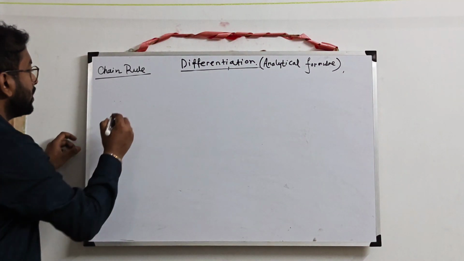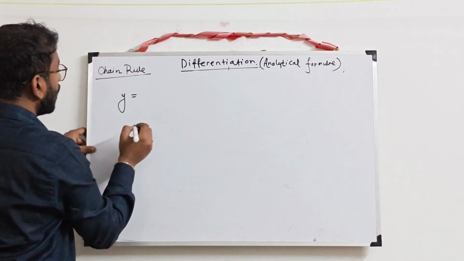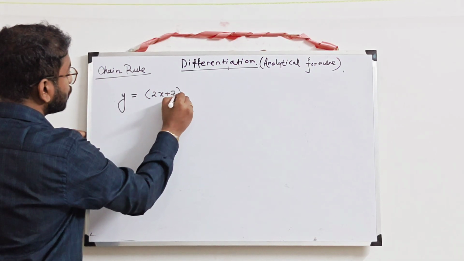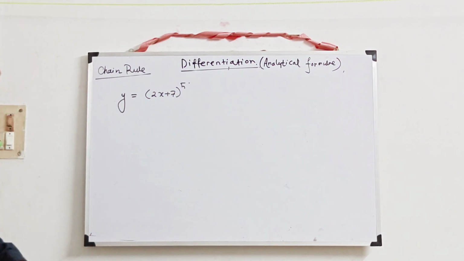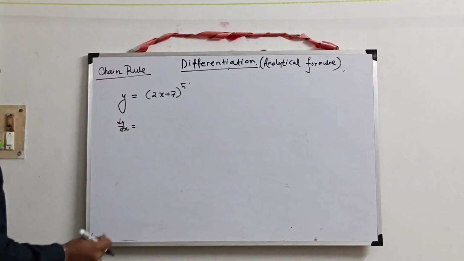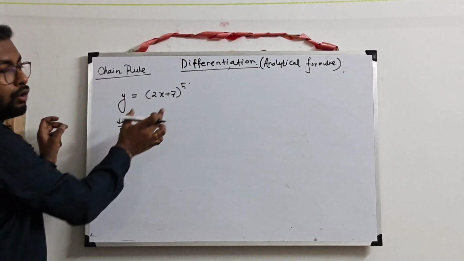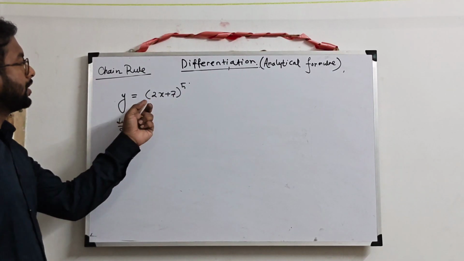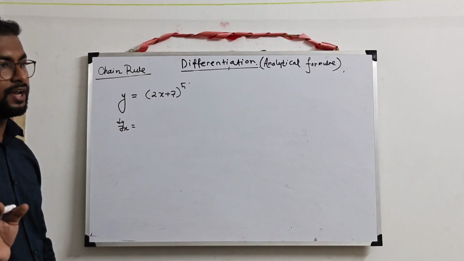Okay, now a very easy function. Let's say y equal to (2x plus 7) to the power 5. How to do the differentiation? So dy/dx, this is one function, but outside, what is the actual function? This one you will take as a variable. That is, this 2x plus 7 you will take as a variable.